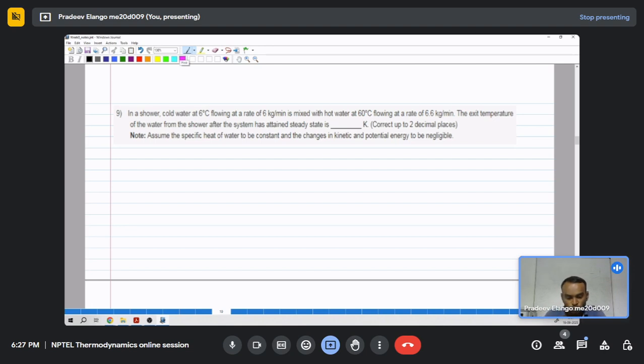The next problem: in a shower, cold water at 6 degrees Celsius flowing at a rate of 6 kg per minute is mixed with hot water at 60 degrees Celsius flowing at a rate of 6.6 kg per minute. The exit temperature of the water from the shower after the system has attained steady state is dash Kelvin. Assume the specific heat of water to be constant and the changes in kinetic and potential energy to be negligible. So in this case we will have two streams. At stream 1 we have 6 degrees Celsius and 6 kg per minute, stream 2, and outlet is stream 3. So at stream 2 we have 60 degrees Celsius and 6.6 kilogram per minute, and at outlet we will have say T3 and m3, and this m3 is summation of m1 plus m2.